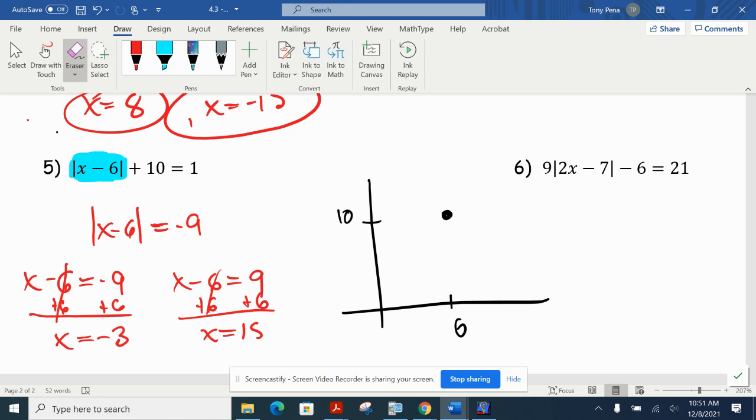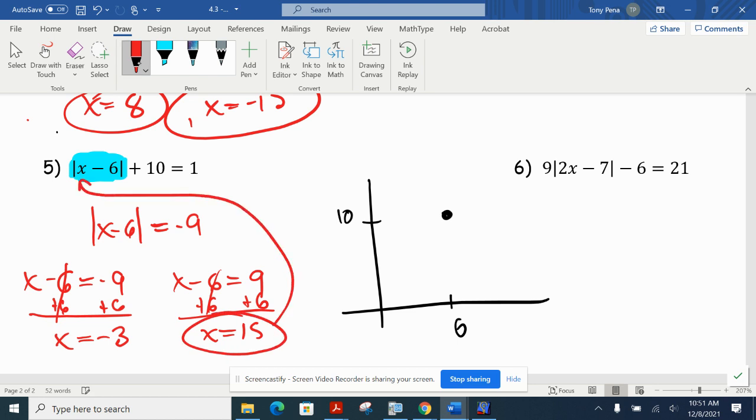So let me take this 15 first. What is 15 minus 6? 9. And then the absolute value of 9 is 9. Does 9 plus 10 give you a positive 1? No, so that's not an answer. So even though we got it, that doesn't work.